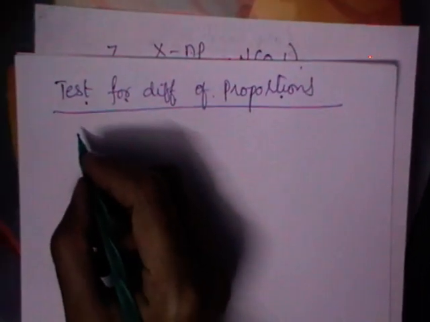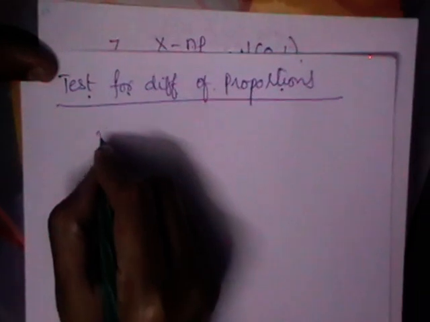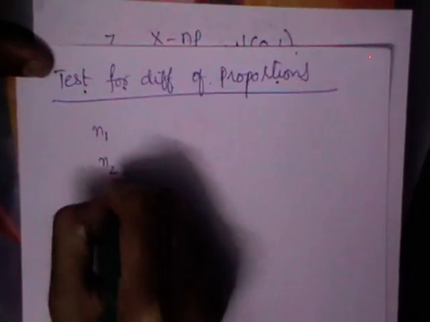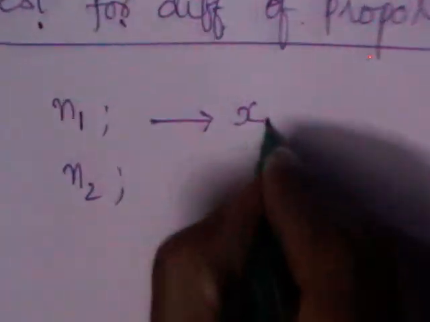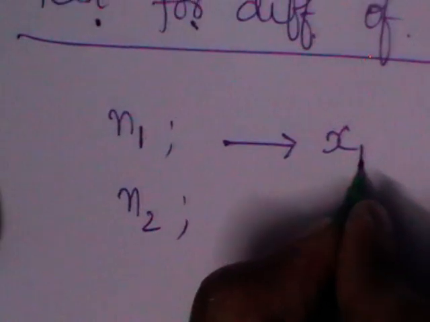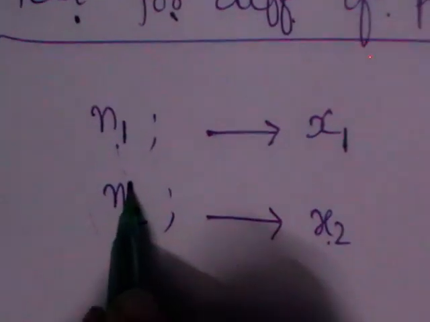In the first one you have just described X and N. So here you should collect 2 samples of sizes N1, N2. Let N1, N2 be the sizes of 2 samples. Let X1 be the number of individuals having a characteristic A out of N1. Let X2 be the number of individuals having a characteristic A in a sample of size N2.